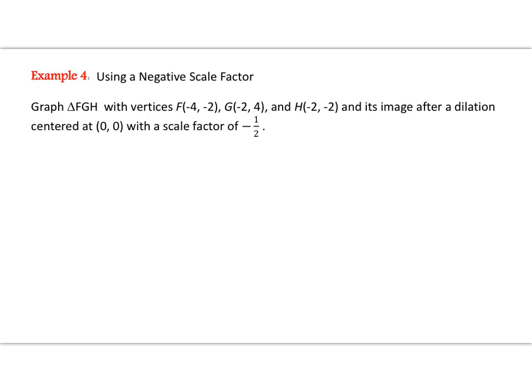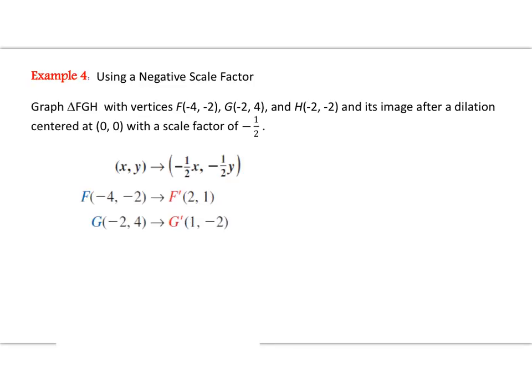All right, example 4, using a negative scale factor. Graph triangle FGH with the following vertices and its image after dilation centered at (0, 0) with a scale factor of -1/2. When we're centered at (0, 0), it's definitely a lot easier to figure out the coordinates. You just multiply the scale factor by all the x's and y's. When that happens, I get F prime at (2, 1), G prime at (1, -2), H prime at (1, 1). So let's see what that looks like as a graph.